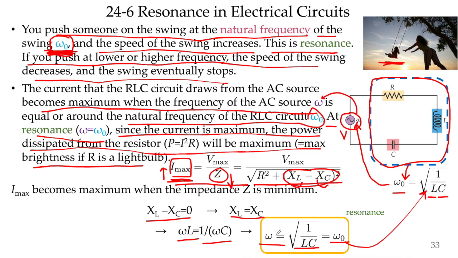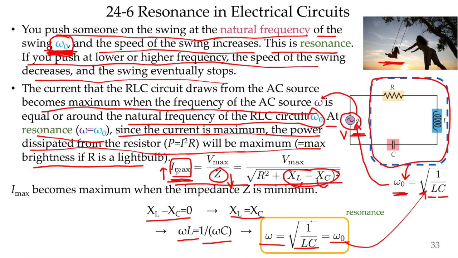So from this equation, we found what I actually said here. If the source angular frequency is equal to the square root of 1 divided by LC, which is actually the characteristic frequency of the circuit, then we get the maximum current.